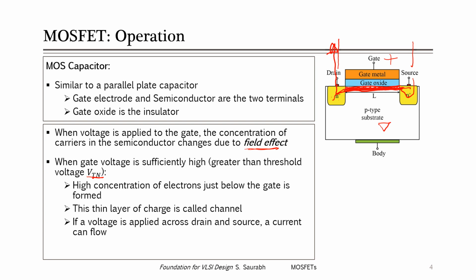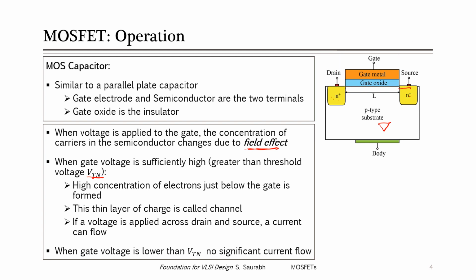So if a voltage is now applied to drain and source when the gate voltage is greater than Vtn, then the current will flow between drain and source. When the gate voltage is lower than Vtn, when there was no positive voltage, then no significant current will flow, right? Even if we apply voltage between drain and source, since in this region we don't have much concentration of electrons and holes, and also there is a depletion region between the source and the substrate, the current will not flow, right?